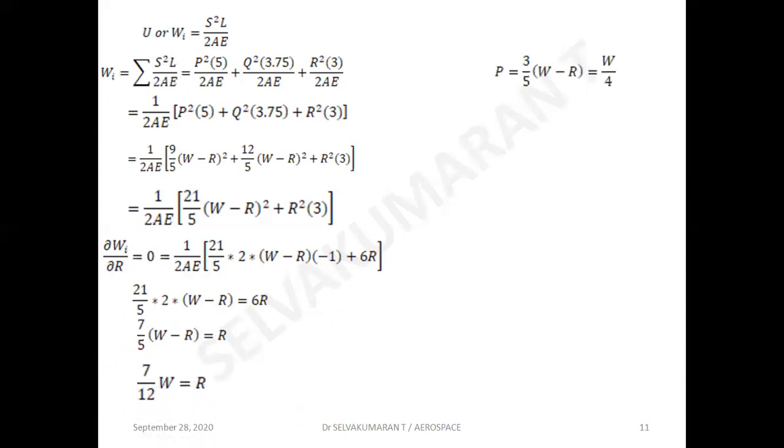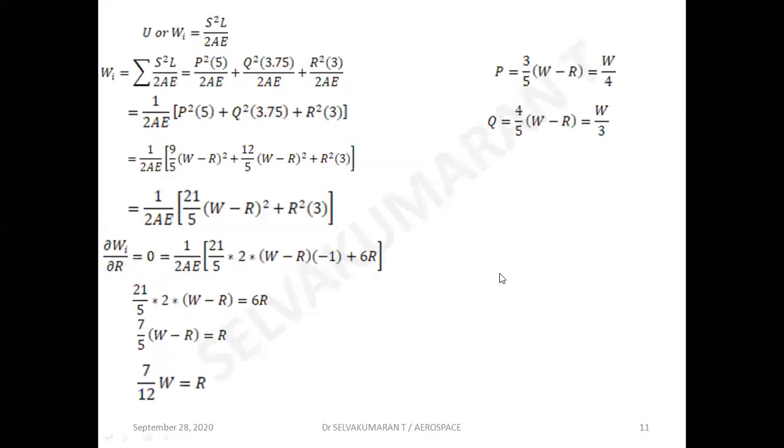So after finding R, find P. P is equal to W by 4 and Q is equal to W by 3. Okay, thank you.